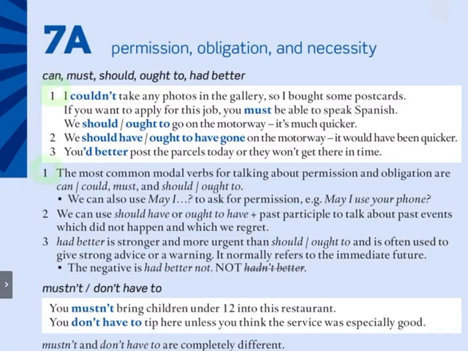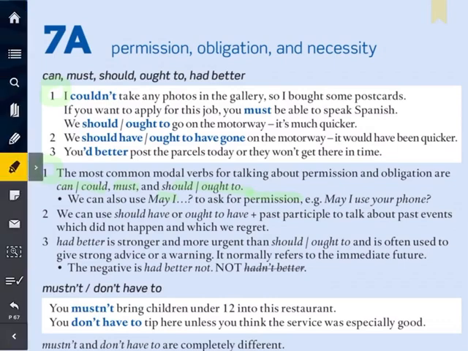The most common modal verbs for talking about permission and obligation are can and could, must, should and ought to. We can also use may I to ask for permission. May I use your phone? Pero solo pedir permiso, no conceder ese permiso, eh? No, only asking for permission. Now, what about number 2?